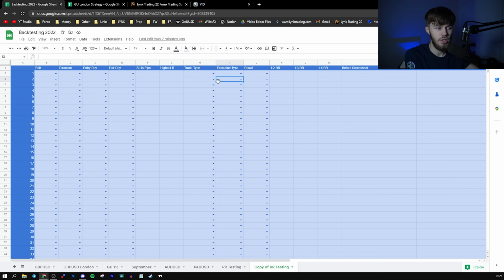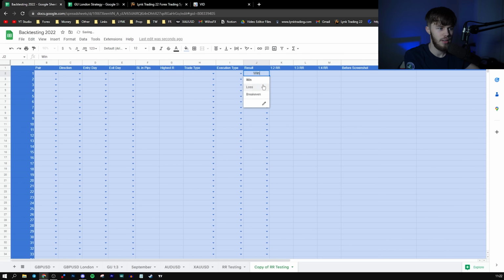So I have a drop down menu with my trade types and my execution types. This is simply so I can see which ones work best together. And the best way to do this backtesting is to focus solely on one trade type and one execution type at a time, and see how that performs over a certain period of time, and then move on to, okay, if I mix it up, how does it work with a different execution type with the same trade type? Result, obviously this is just win, loss, or break even, simple as that.